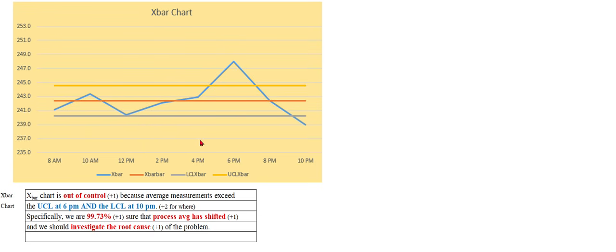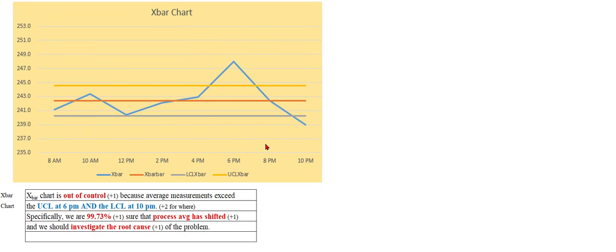So this is what I'm looking for in your answer with regard to a problem that has an out of control situation. You would say the X bar chart is out of control. You get a point for that because average measurements exceed the upper control limit right there at 6 p.m. and the lower control limit at 10 p.m. You get 2 points for identifying where.